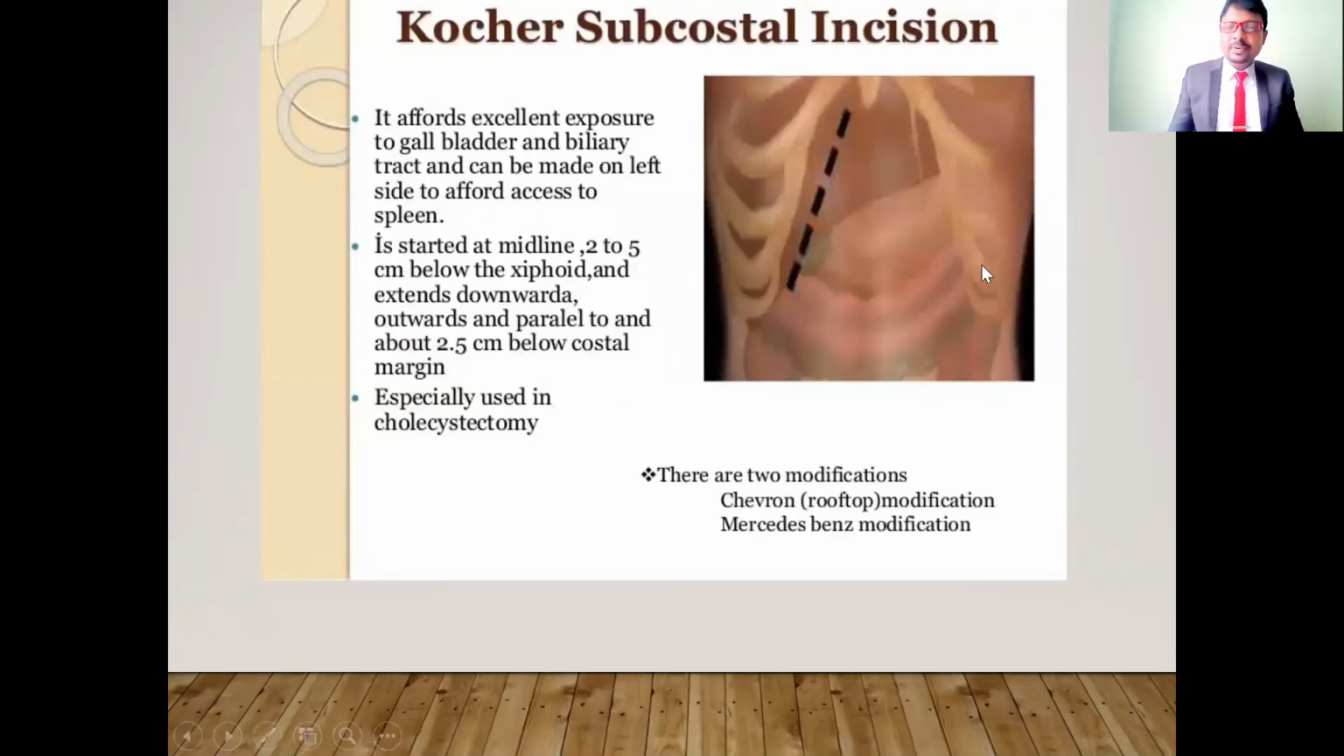Next one is the Kocher subcostal incisions. The incision starts from the midline, 2 to 5 centimeters below the xiphoid process, and extends downwards and outwards, parallel to and about 2.5 centimeters below the costal margin. So this is the costal margin, this is the xiphoid process, and this is 2 to 5 centimeters below it, extending downwards and outwards.